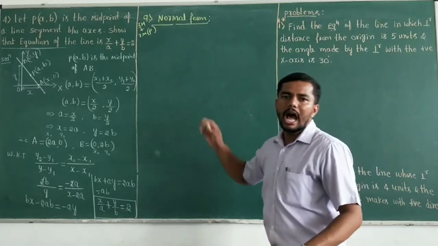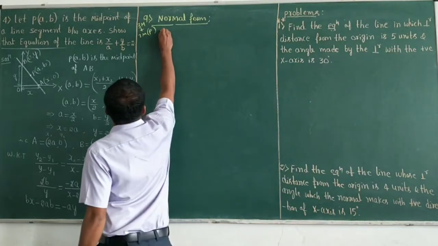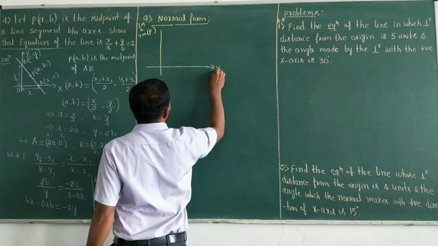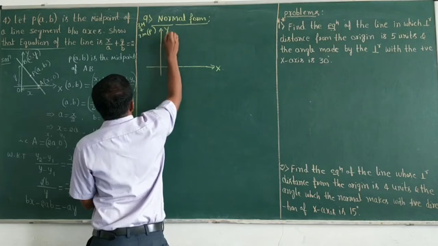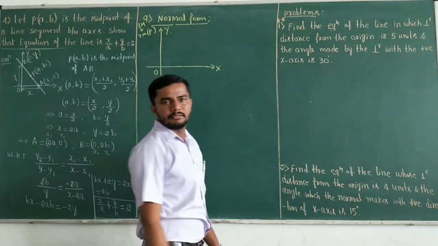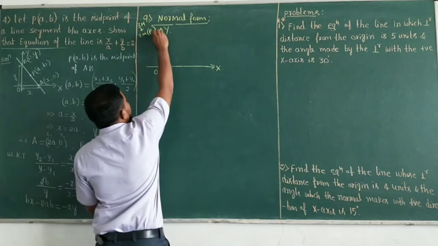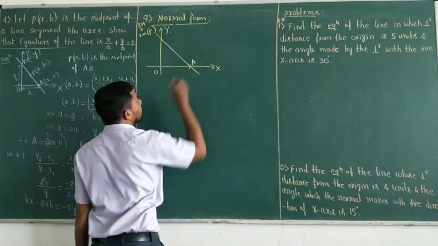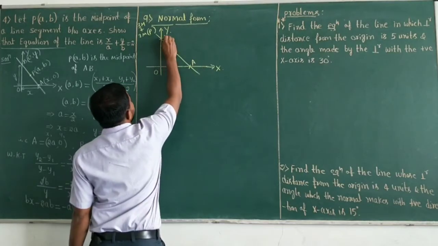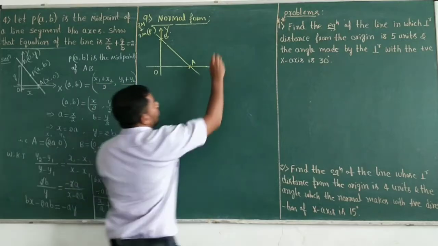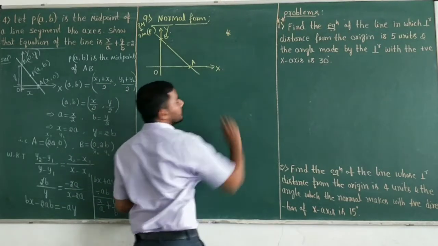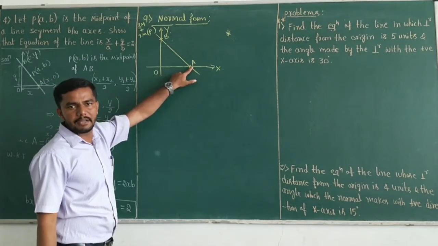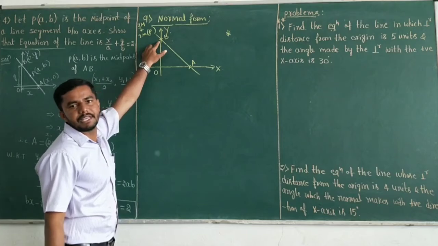So first, in the normal form, what is the figure and description, let us see. Here this is the x axis and this one is the y axis and this is the origin. And the next step, here the line cuts the x axis at the point A and cuts the y axis at the point B. So this is the description number 1. The line cuts the x axis at A and the y axis at B.